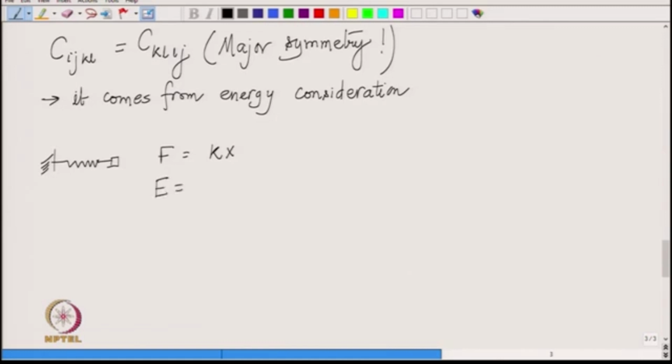Energy E, that is half k x square, isn't it, which we can also write as half of k x into x, which is half of force times x. So, you see we have a single spring and the energy stored is half of the force in the spring times the elongation in the spring.